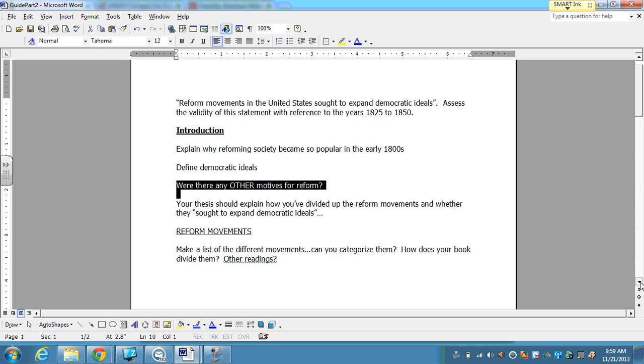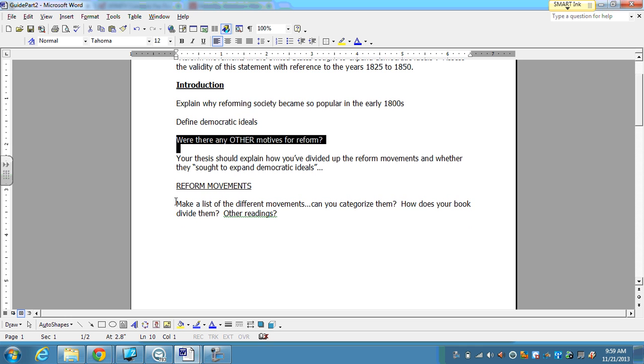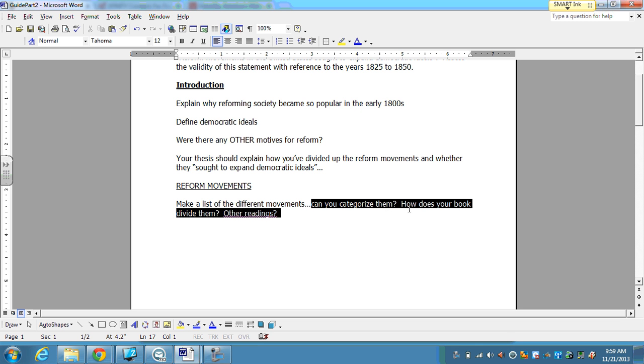So one of the things I would do is, as you go ahead and read about the reform movements, I would make a list of the different ones. And I would definitely try to categorize them. And what I mean by that is, after you've read about the different reform movements, can you group them together? If you're reading from your textbook, how does your textbook group them?